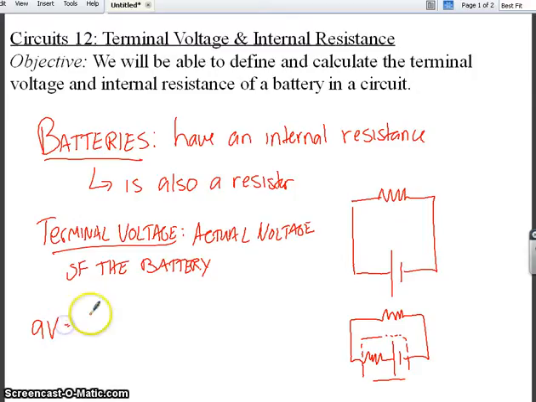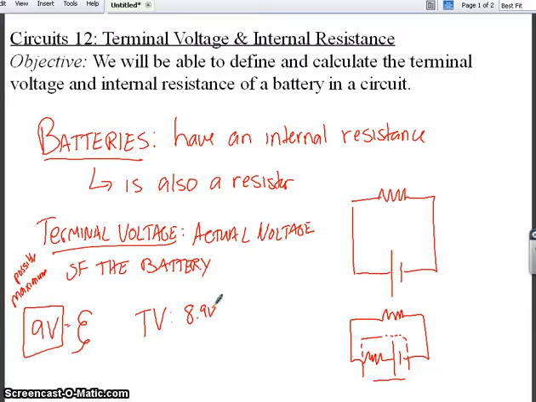So this 9 volts is the EMF, that weird looking E there. This is the maximum possible voltage. The maximum possible is the EMF. But the reality is because of the internal resistance, the actual voltage or the terminal voltage, I'll put TV for terminal voltage, might be like 8.9 volts because the battery is offering some resistance in itself, not even connected with the circuit. So the EMF is the maximum possible voltage and the terminal voltage is the actual voltage.